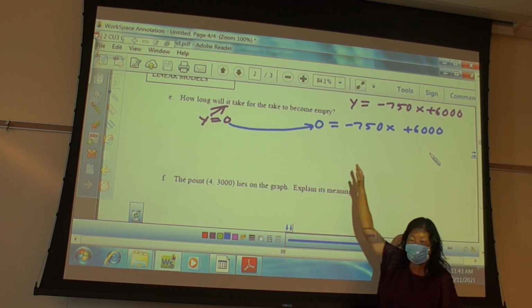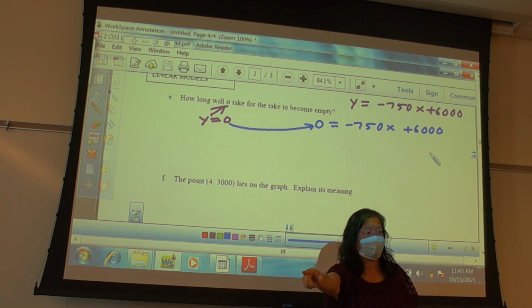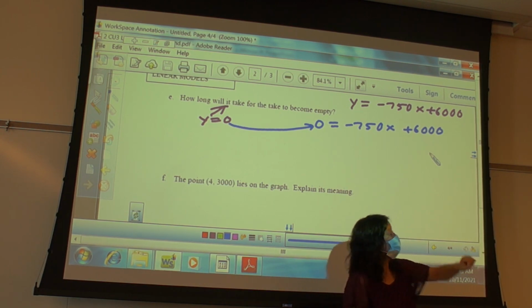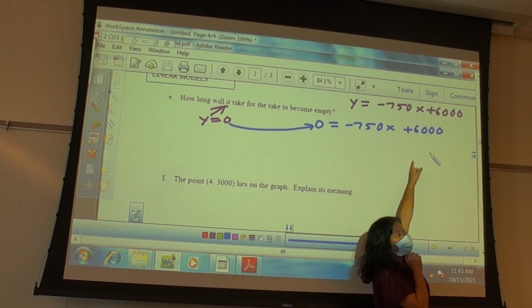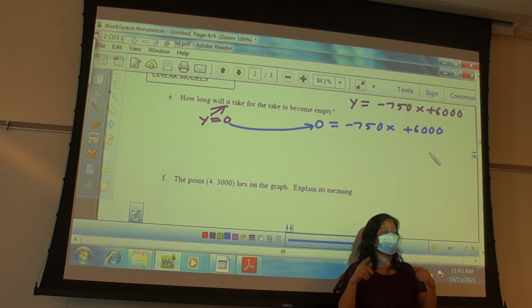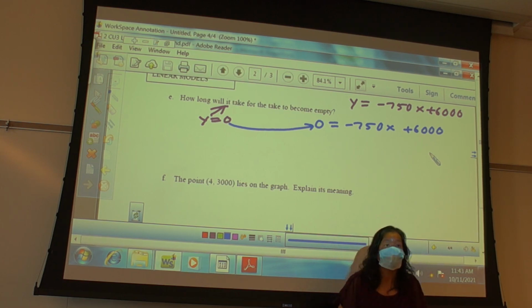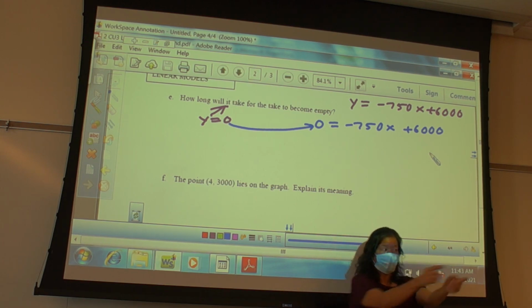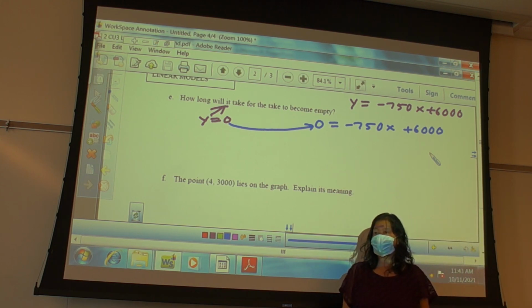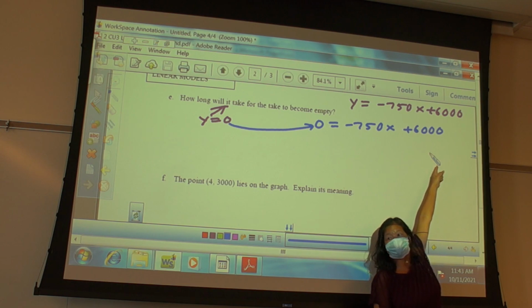So I need to undo things in the opposite order. The first thing that happens is I multiply x by negative 750. What's the second thing that happens to x after that? I'm adding 6,000. Does that make sense? So that's the second thing that's happening. I need to undo those in the opposite order. So first I need to undo adding 6,000, so I'm going to subtract 6,000 first. Do you see what I'm saying? I'm going to take off my shoes first.